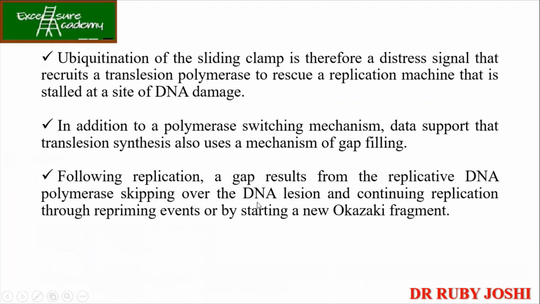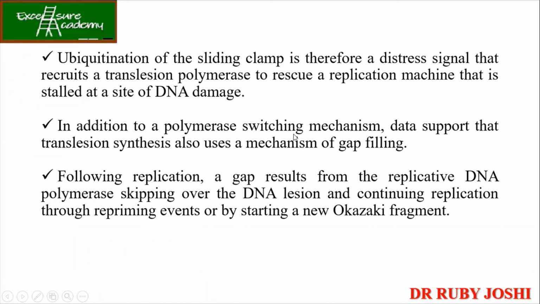So we know that ubiquitination of the sliding clamp is a distress signal, the same thing that we discussed. It recruits translesion polymerase to rescue the replication machinery. In addition to a polymerase switching mechanism, data support that translesion synthesis also uses a mechanism of gap filling.